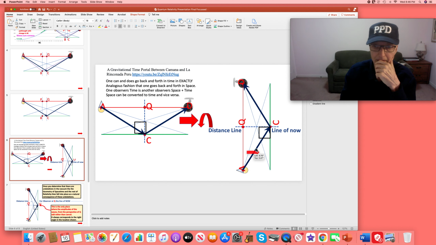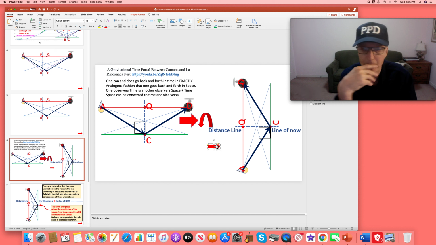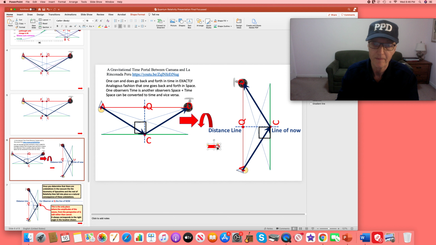Just thinking here. Yeah, so I lost that particular thought. It'll come back to me. The line of now over here. So for Q, oh yeah, I remember now what it was.